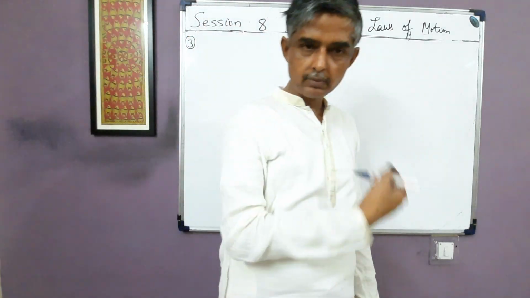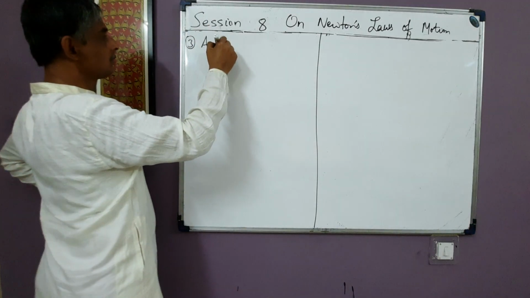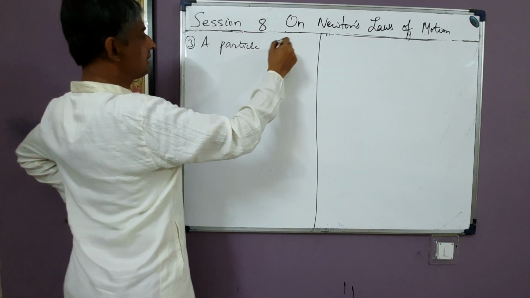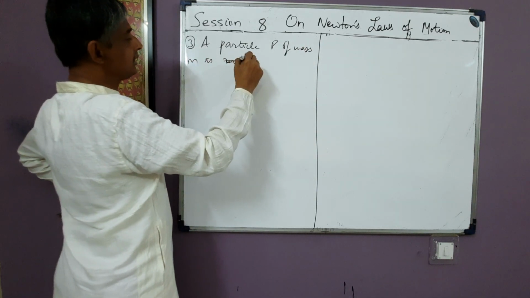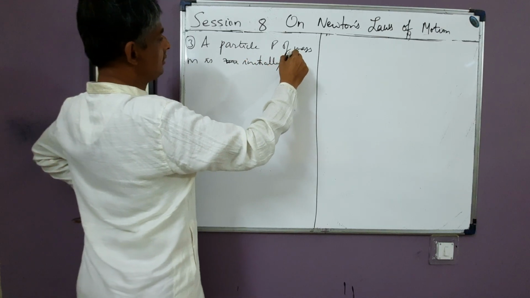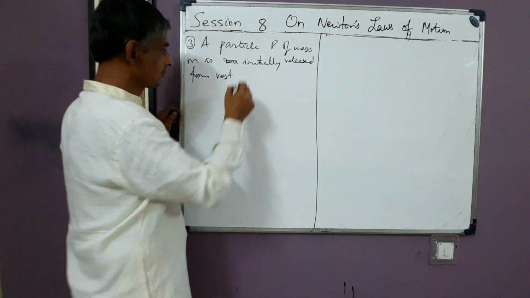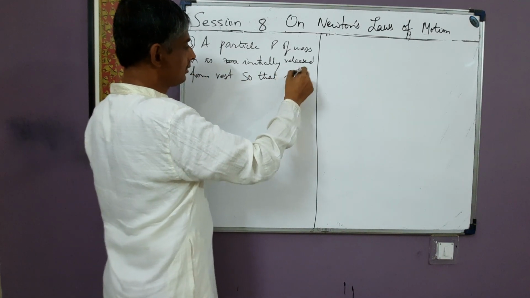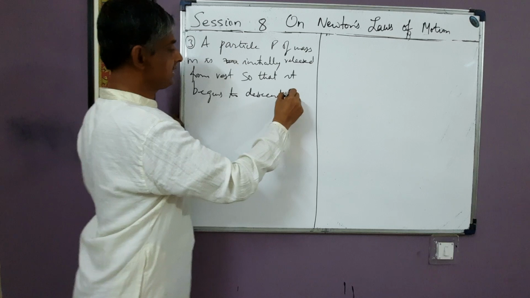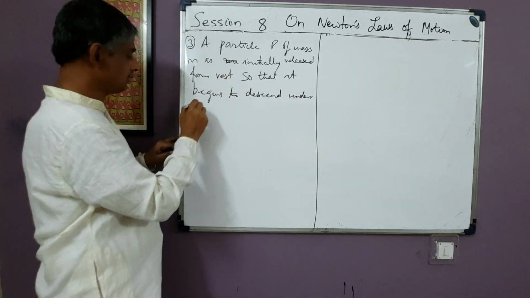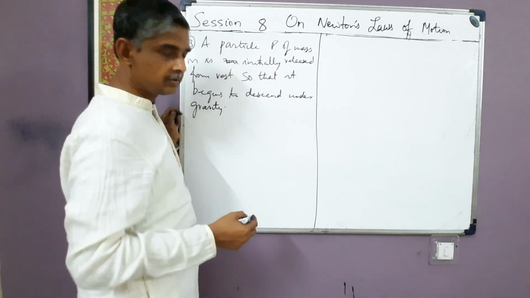Now I take up the last problem of this 4th 8th video. Last problem. I write down the question. A particle P of mass m is initially released from rest, so that it begins to descend under gravity. Free fall acceleration g is given, small g, constant.